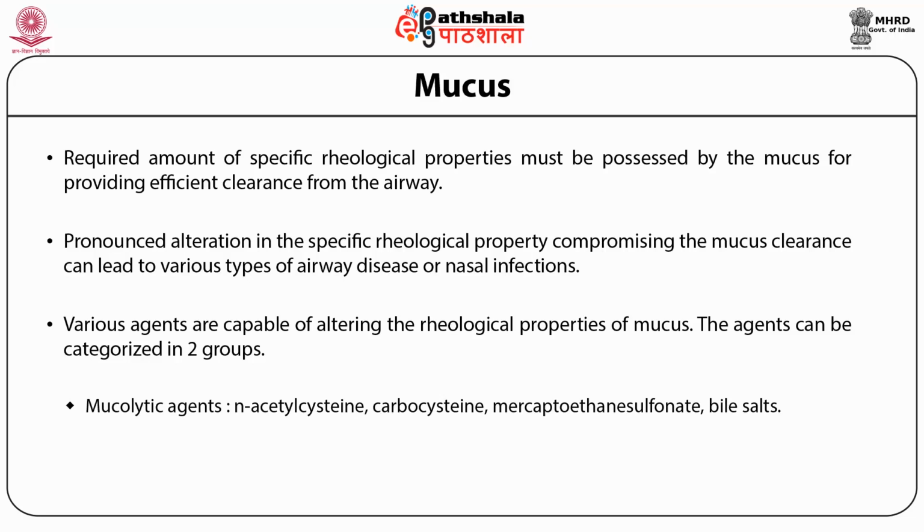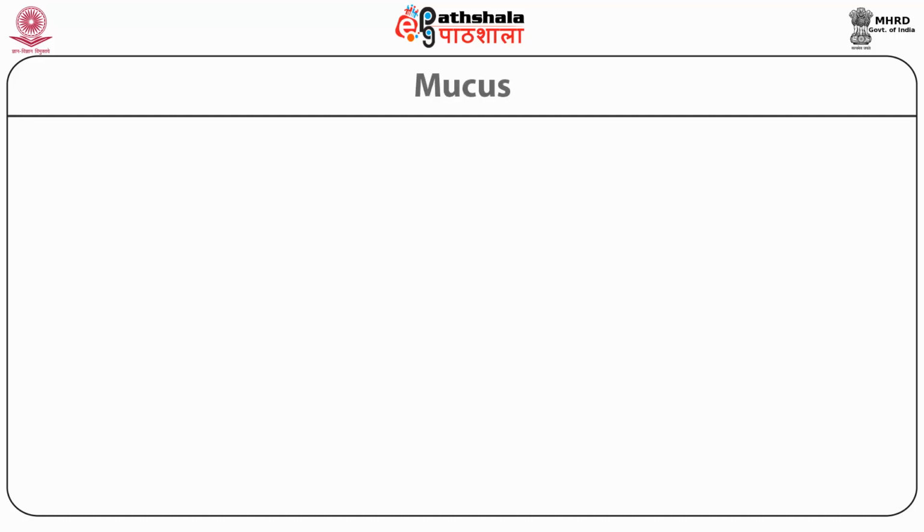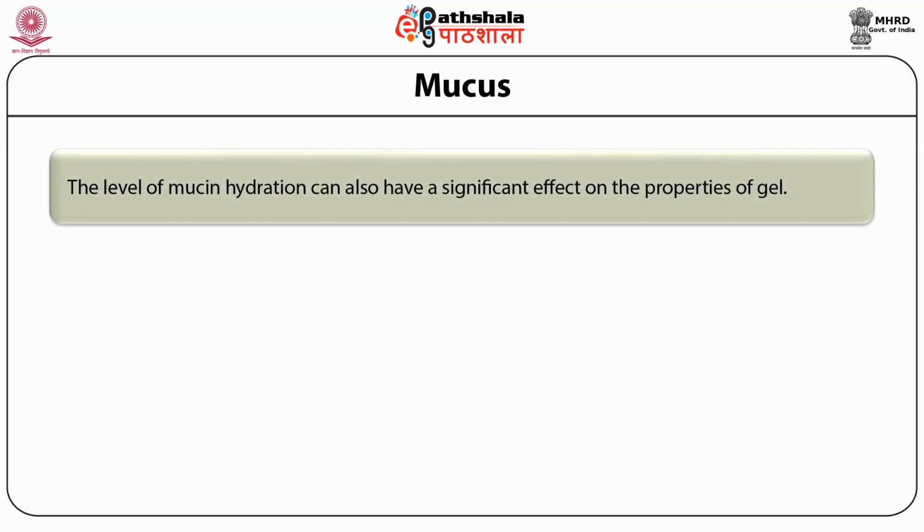N-acetylcysteine, carbocysteine, mercaptoethanesulfonate, and bile salts. The second group of agents are known as mucospecifics, which include DNA, bacterial alginate, tetracycline, Congo red, and chlorhexidine. The level of mucin hydration can also have a significant effect on the properties of the gel.